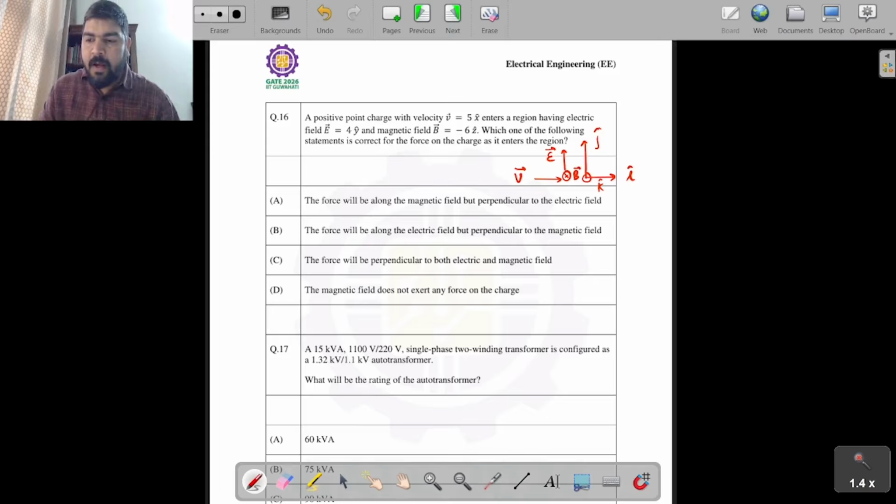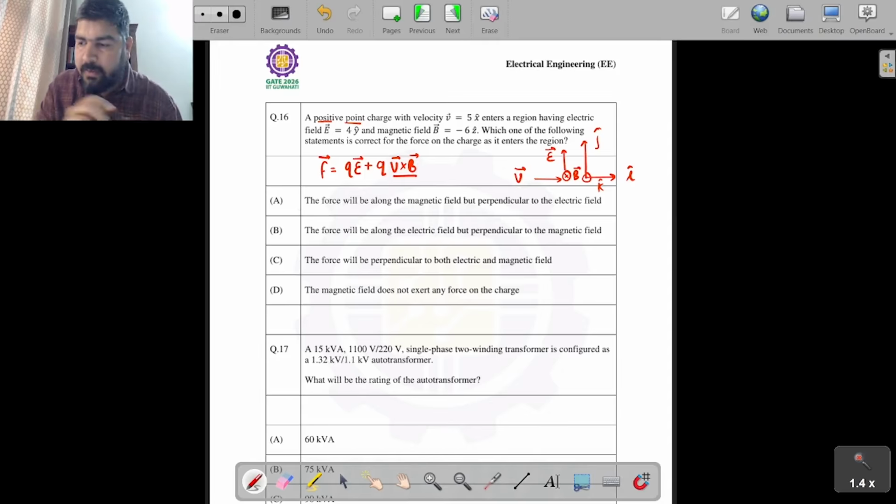Now according to the Lorentz force, the net force on this charge Q will be QE plus QV cross B. Because of the electric field, the force on this positive charge will be in the same direction as the electric field, and because of the magnetic field, the force on this positive point charge will be perpendicular to the magnetic field. The options are given in terms of force.